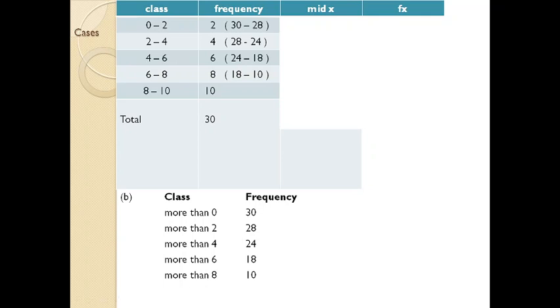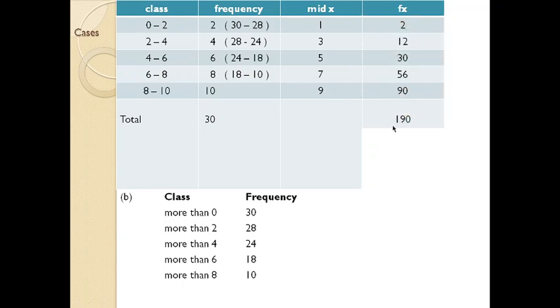So once you have prepared the frequency, you need to find the mid-x. I hope you all know how to find the mid-x. Once you have found the mid-x, or x, you need to find fx. fx means you need to multiply f with x, and you will get fx. And once you have found fx as well as f, you need to take the total of frequency as well as fx, because the equation for finding the arithmetic mean is sigma fx by n. Sigma fx means total of fx, that is 190, divided by total of frequency, that is 30, you will get 6.33.